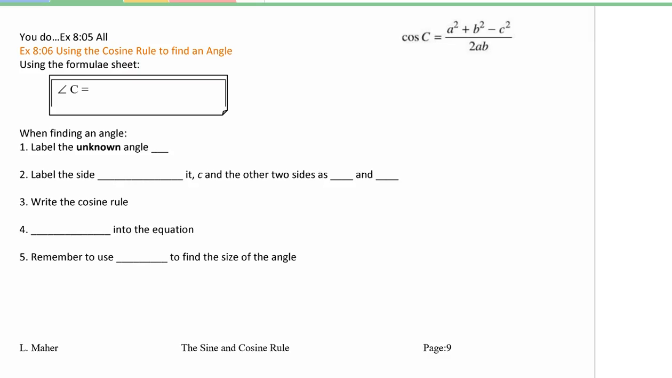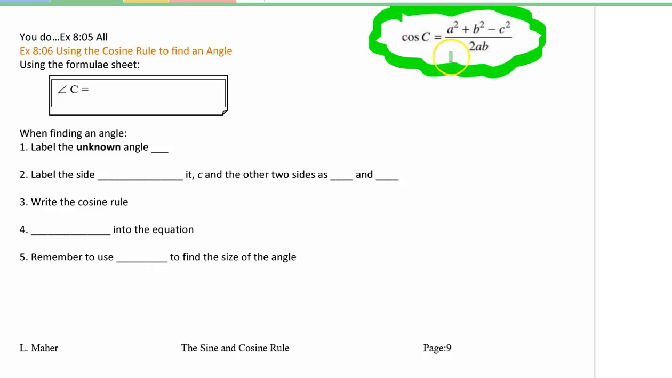In exercise 806, we're still using the cosine rule. However, we're going to be finding an angle, and very conveniently on the reference sheet they actually give you a version where you can see that the subject is the angle, cos of the particular angle is equal to this calculation. So now definitely if the angle is the unknown, it's the thing that we're finding, then we must be given all three sides.